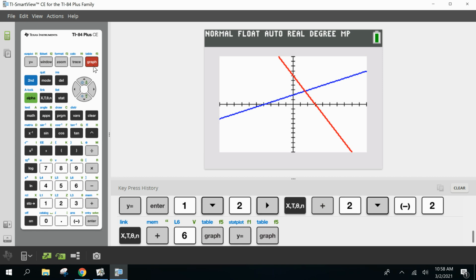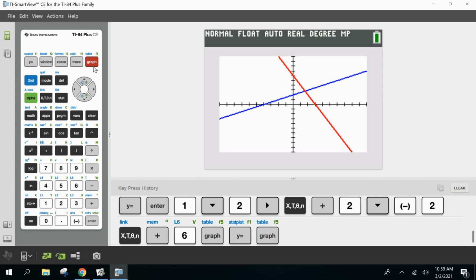I did Zoom 6 now and it's still not showing up. Go back to your y equals screen. Use the negative button, not the subtraction sign. Oh, the negative. Yeah, it's because it's negative 2x. Boom.